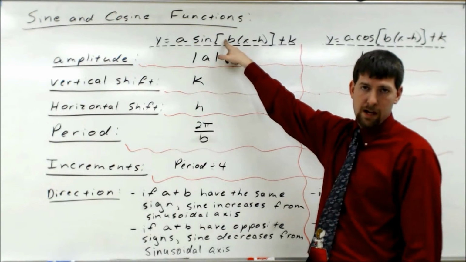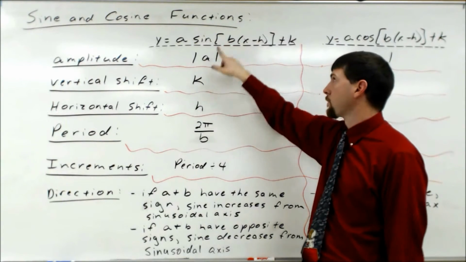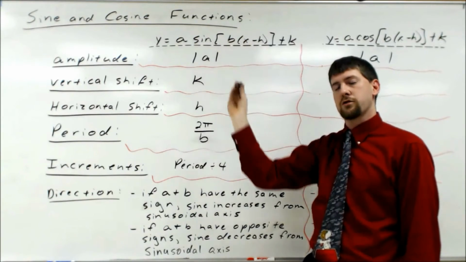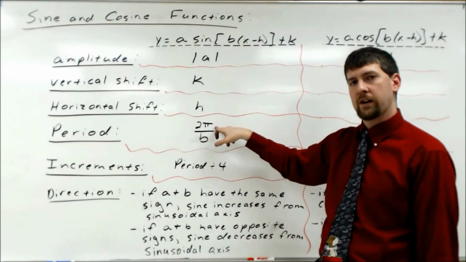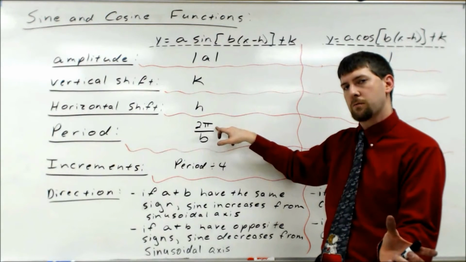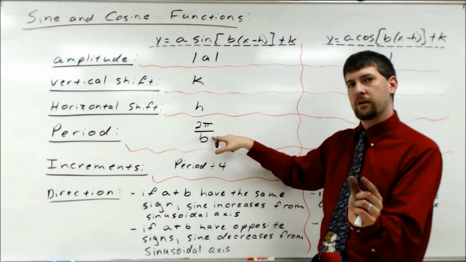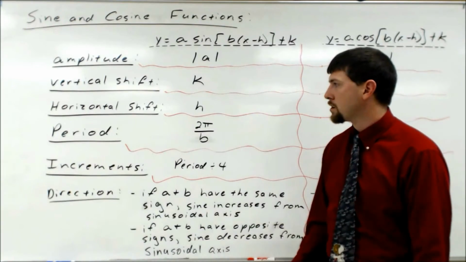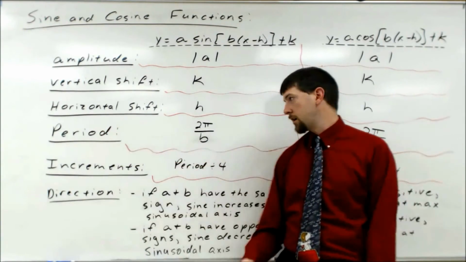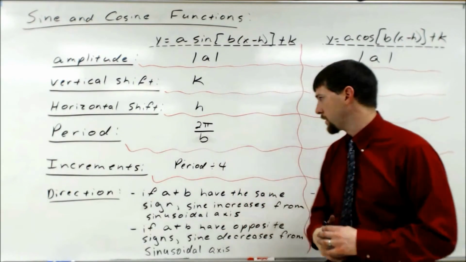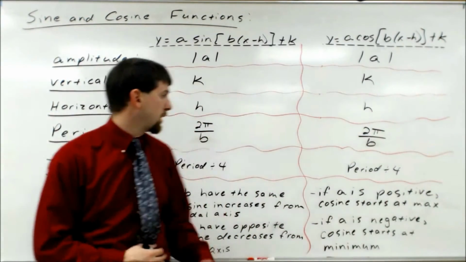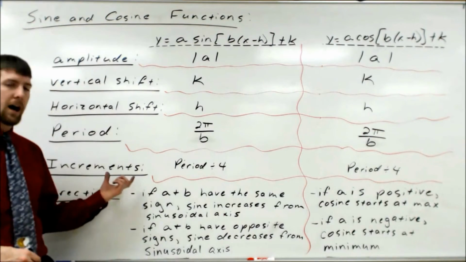because remember, from all our transformation work, multiplying by b is actually going to shrink us by a factor of 1 over b. So it's going to take our normal period of 2 pi and shrink that by a factor of 1 over b. So the period, the length of one cycle, is 2 pi over b. And we'll work through a whole lot of examples here in a couple of minutes. And that doesn't really matter if it's sine or cosine.